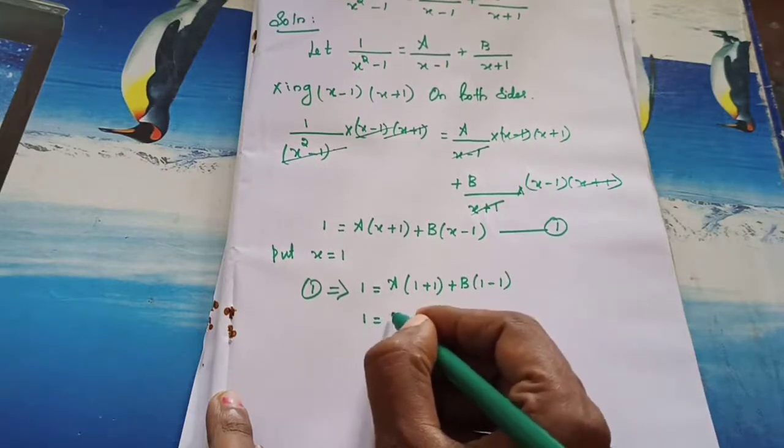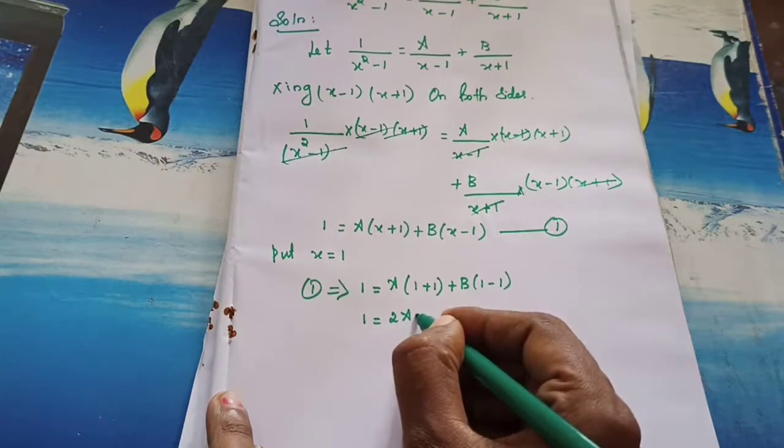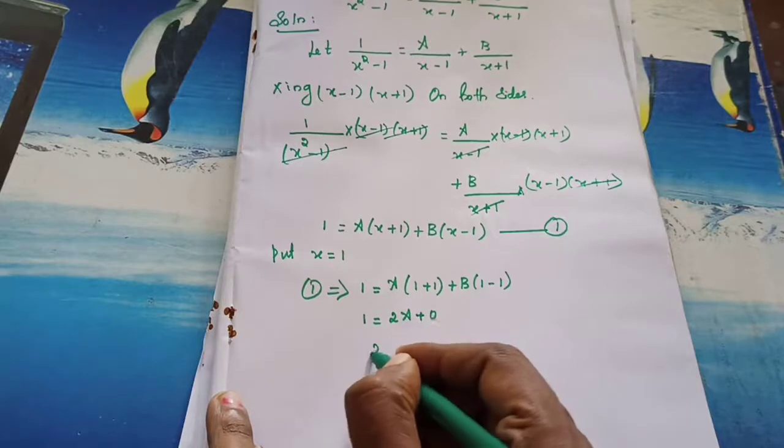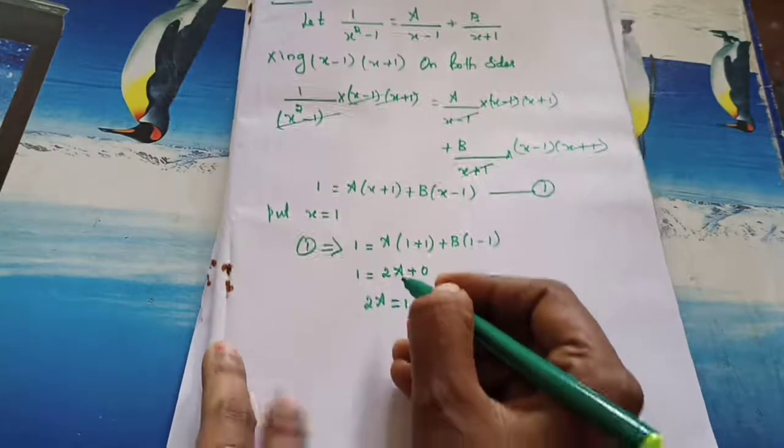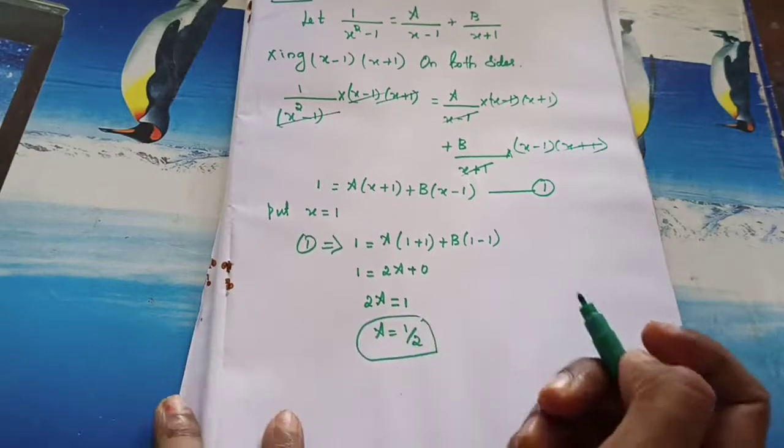So 1 is equal to 1 plus 1, means 2a, plus b into 1 minus 1, means plus 0. So how much will you get? 2a is equal to 1. a is equal to 1 by 2. Now you got the value of a.